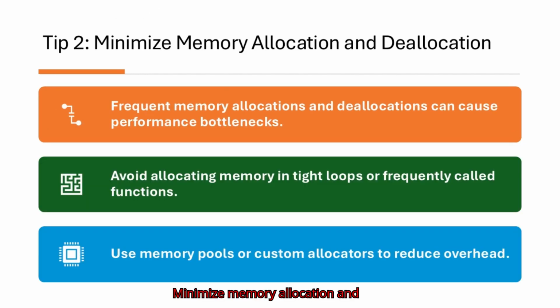Tip 2. Minimize memory allocation and deallocation. Allocating and deallocating memory repeatedly can slow down your program, especially when done in performance-critical sections. Memory pools or custom allocators allow you to manage memory in bulk, reducing the overhead caused by frequent allocations. Always try to reuse memory whenever possible.